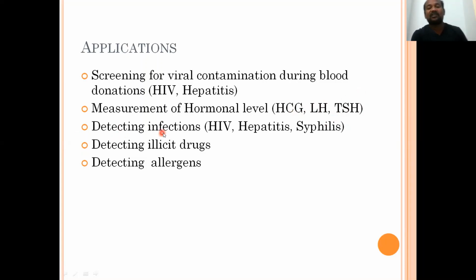Then detecting infections, we may be able to detect a variety of infections such as HIV, hepatitis B, C, syphilis, chlamydia, etc. Then we can detect some illicit drugs. We may detect the concentration of some illicit drugs, and also we can detect some allergens present in food or any other samples.